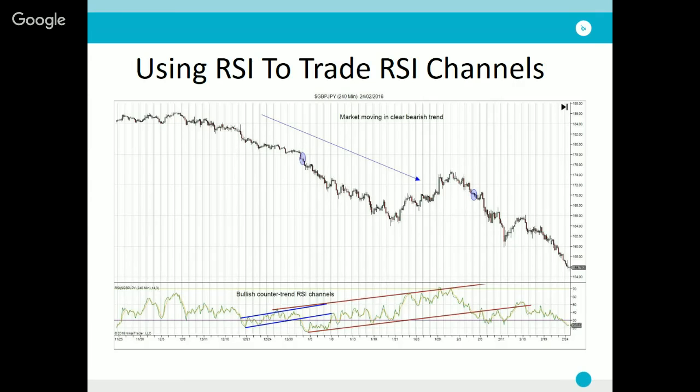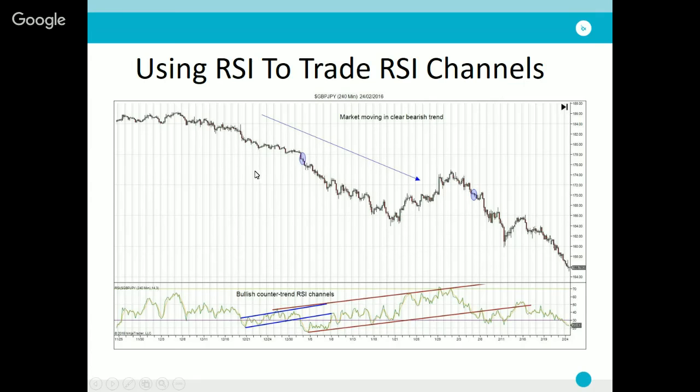So the setup that I monitor when I identify these conditions materializing is a simple breakdown of the RSI channel. So if we look at the first RSI channel, we can see bullish momentum building over late December. We then see the RSI break lower through the bullish trend line, and look at that point on the price chart, look at the bearish candles that we get here.